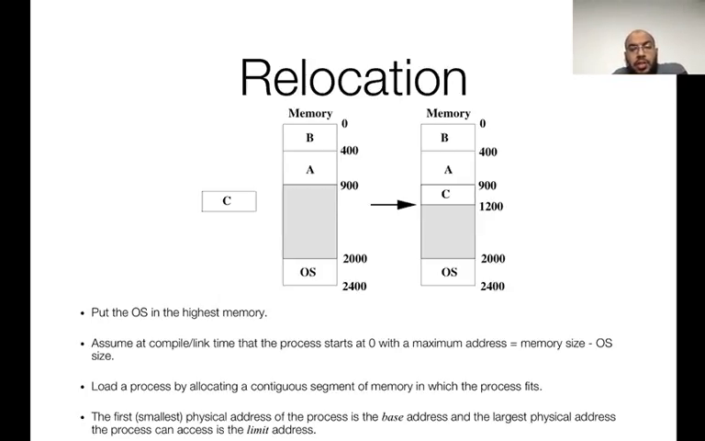So you allocate a contiguous segment of memory in which the process fits, and you basically start with the 0 address in the virtual address, starting at whichever address you start from. So here, for example, you allocate process C to start from 900. Okay, and this would be your base. Okay, and the largest physical address the process can access is the limit address. So in this case, you could have had the whole area of memory for you, but since you didn't need that, you just got 300 kbs.